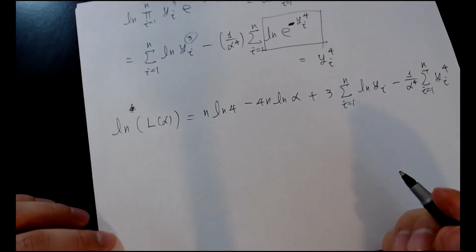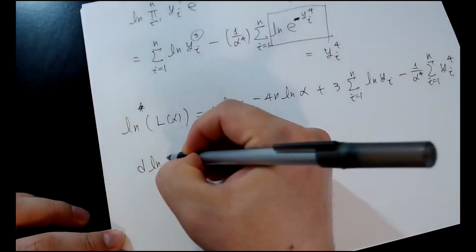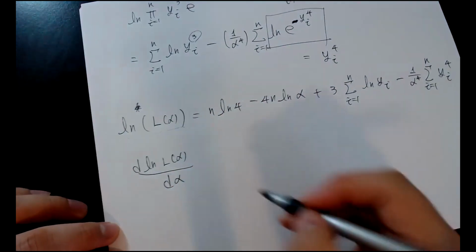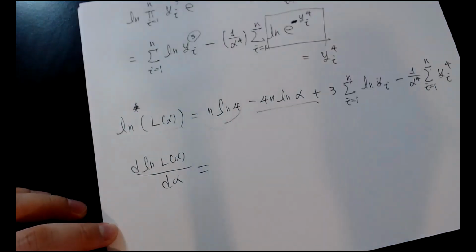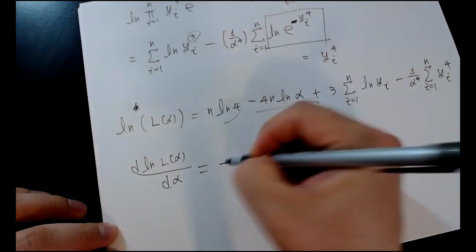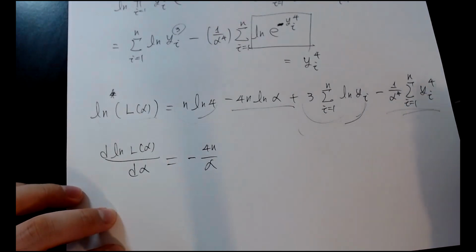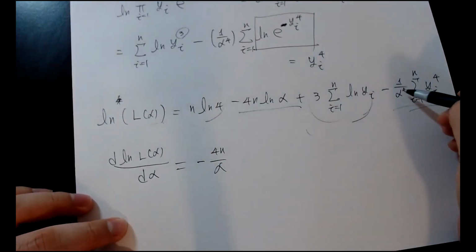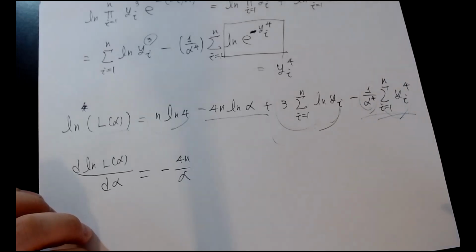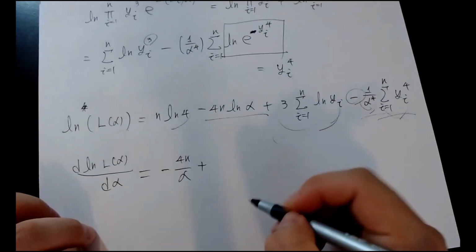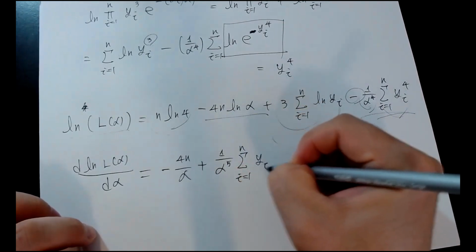Now we take the derivative of this with respect to alpha: d natural log L of alpha divided by d alpha. The n times natural log 4 is just gone. This becomes negative 4n over alpha. The derivative of the 3 times sigma term is gone, since alpha is not involved. The derivative of 1 over alpha to the fourth power is minus 4 over alpha to the fifth power, and with the extra negative sign we get plus 4 over alpha to the fifth power times the sigma, i equals 1 to n, of yi to the fourth power.